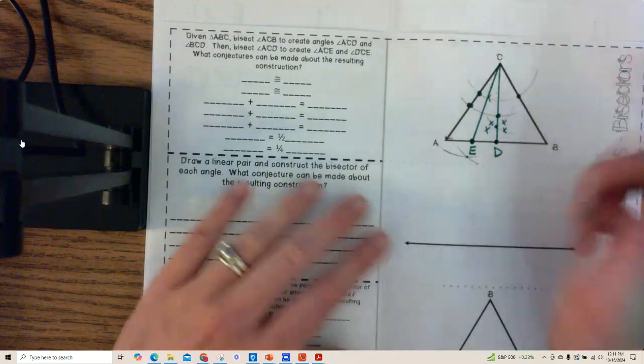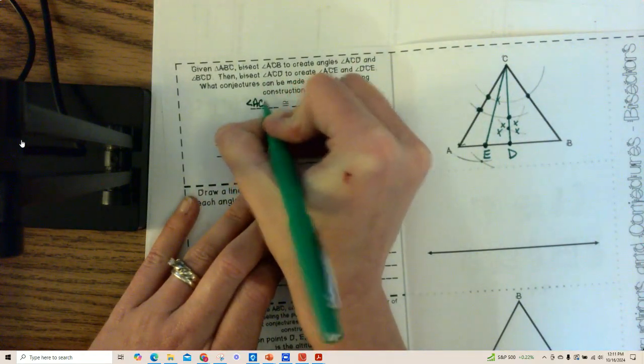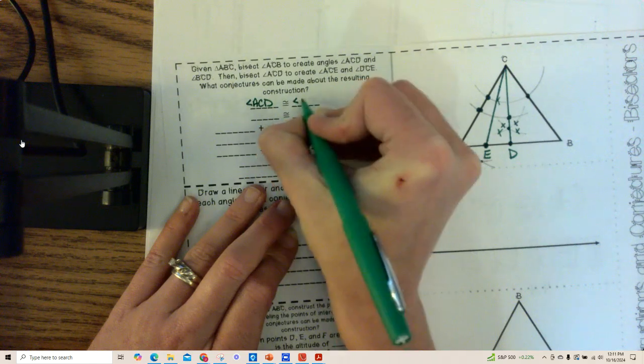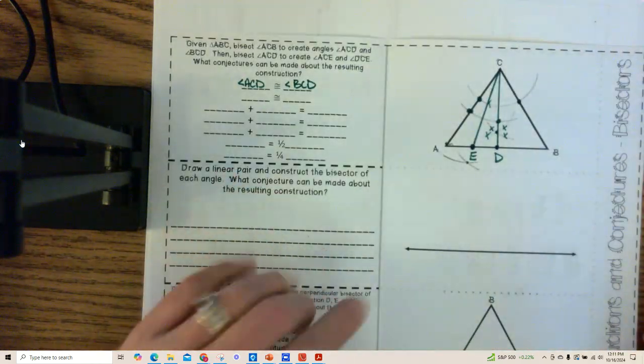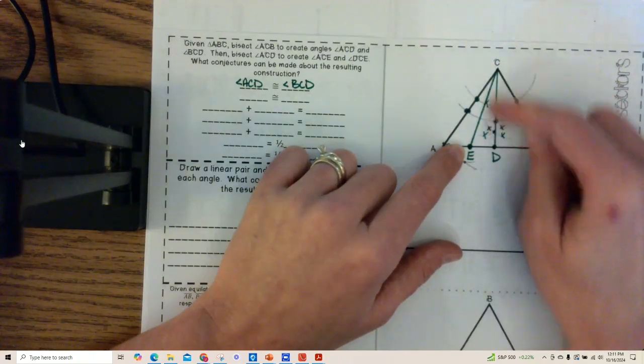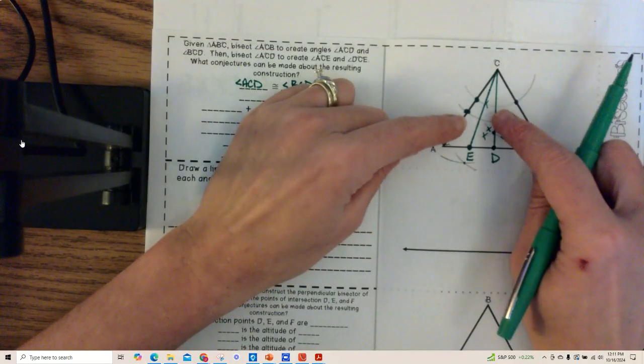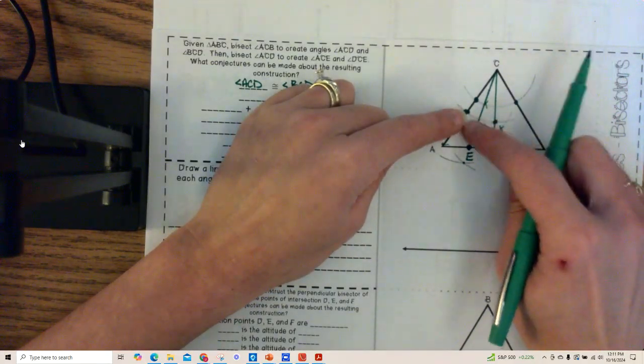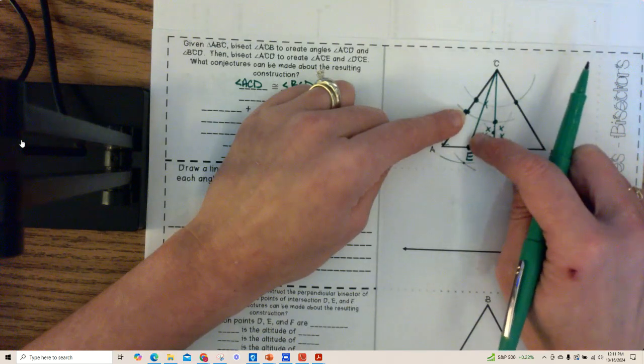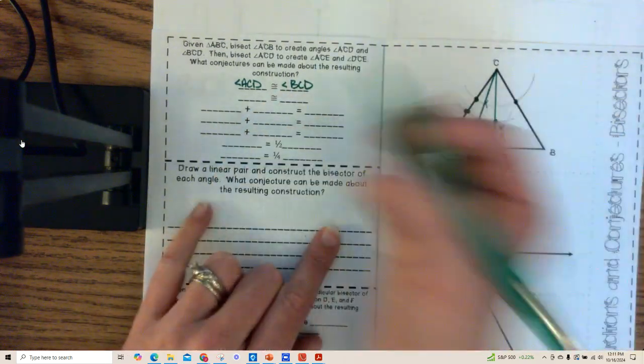And then the conjectures are just what happens. What happened when we started splitting up this angle, splitting up this triangle. So those two new angles that we created, angle ACD and angle BCD, so that was this one here and then this one here. They're congruent, they're the same size. So if I split an angle perfectly in half, the two halves are going to be equal. When I split that half, I made two more angles. Those angles are also going to be equal to each other, or congruent to each other.